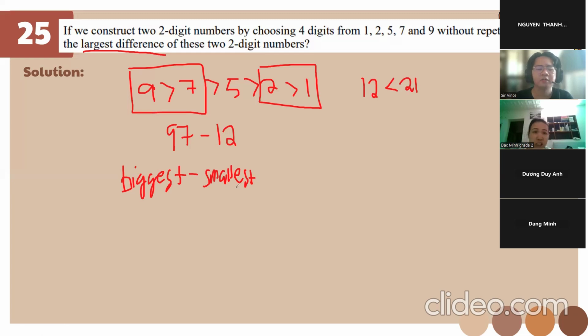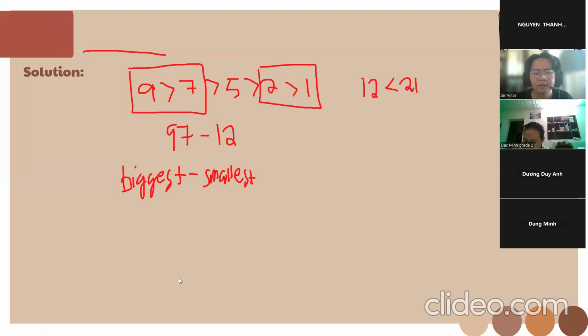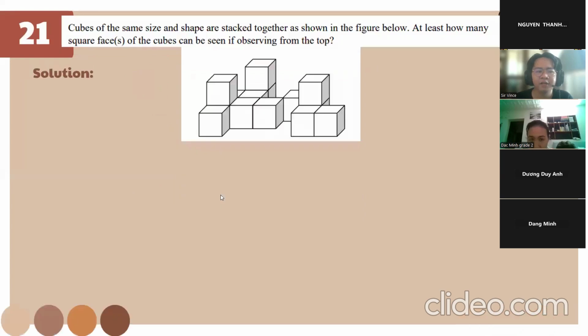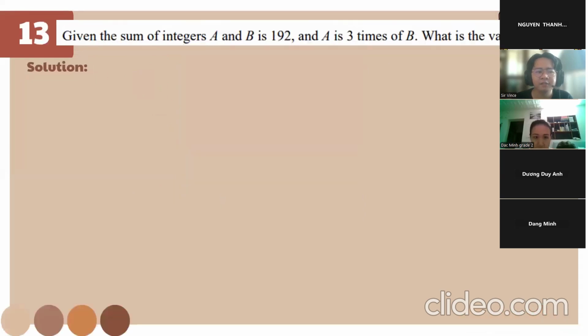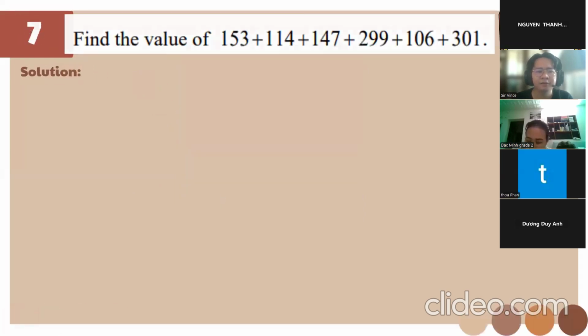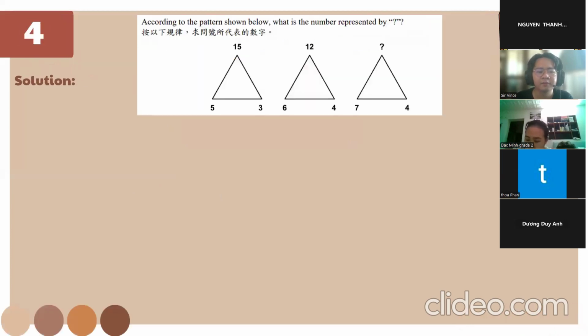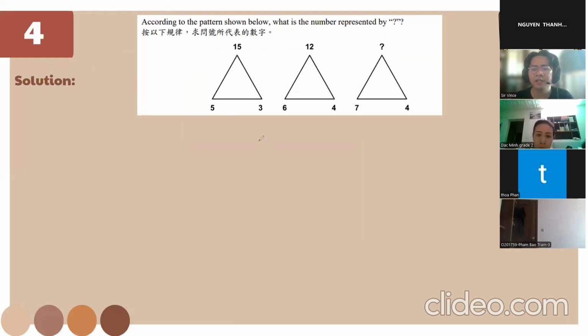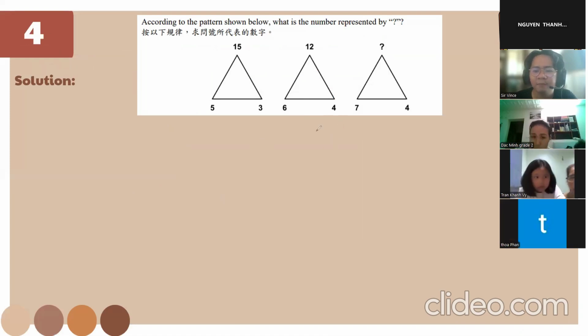Number 5. Okay. Teacher, yes? I want to ask question number 4 in the test. According to the pattern shown below, what should be the English letter in the South province? Okay, this one. Number 4. This one, ma'am. The test demo.